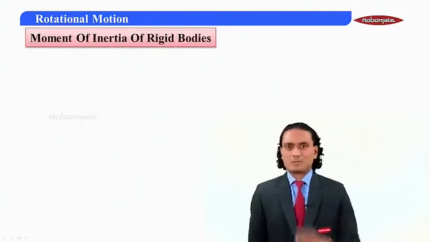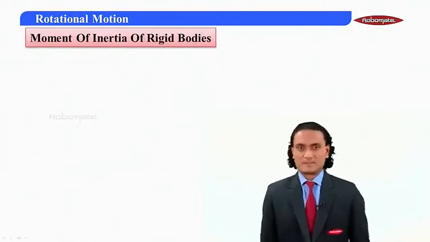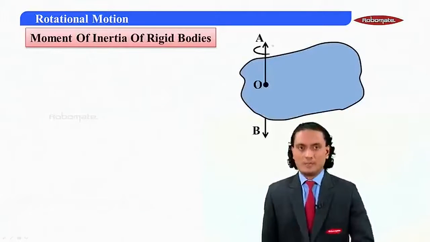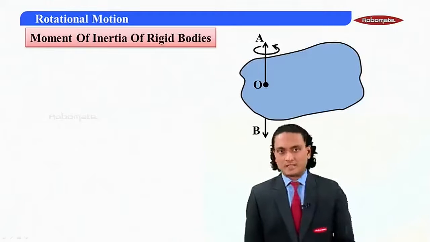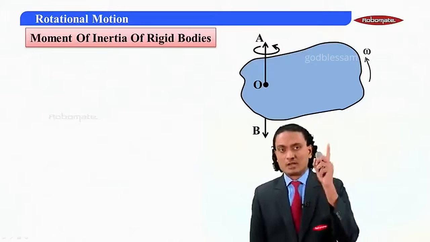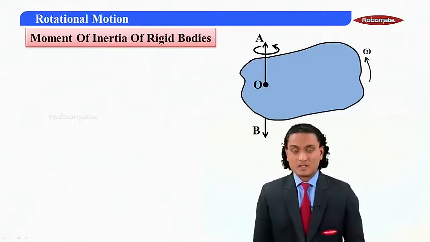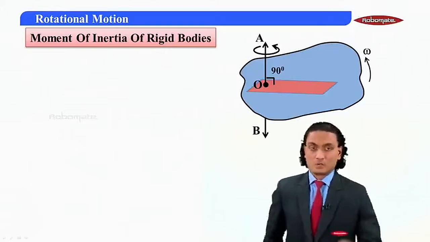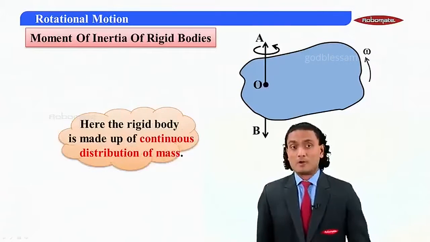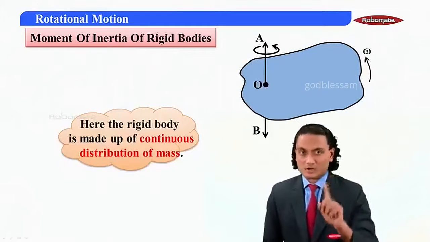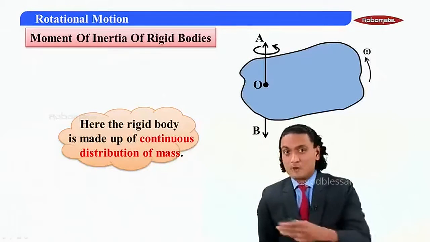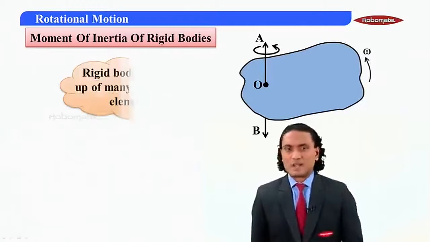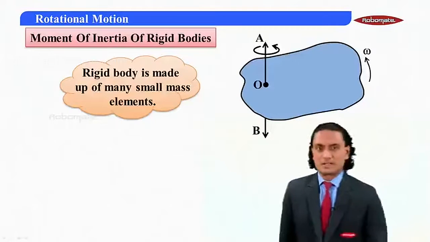Here I have to find out the moment of inertia of rigid bodies. For this, I'm going to consider a rigid body. This rigid body is rotating about an axis AOB. Alright, and this rigid body is rotating in the anti-clockwise direction, with a constant angular velocity omega. Now this axis AOB is perpendicular to the plane of rotation of the rigid body. Now students, this rigid body is made up of continuous distribution of mass. See, here it is not discrete particles. Continuous distribution of mass means this rigid body is made up of many small mass elements.